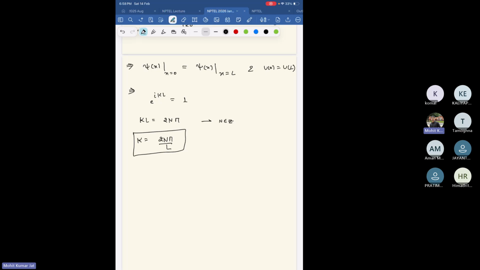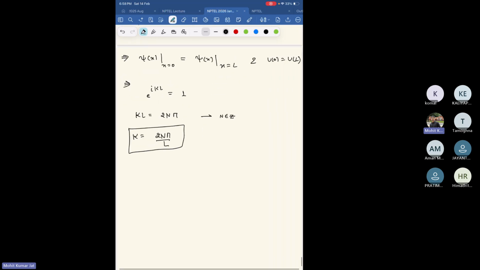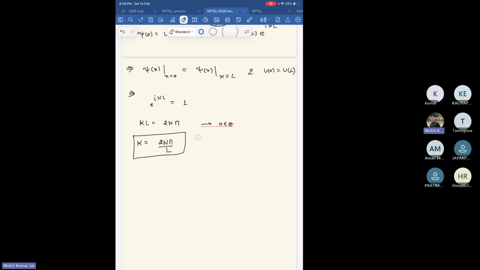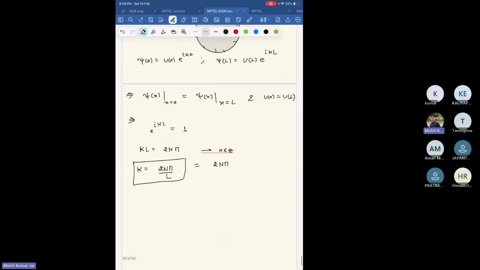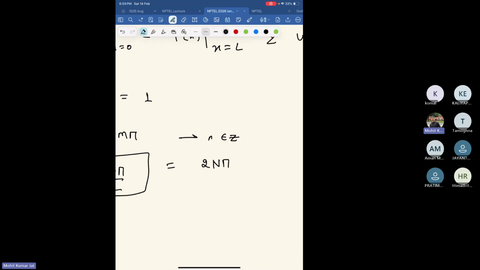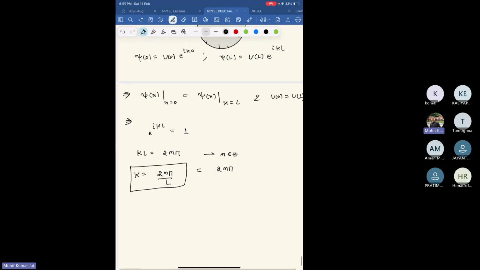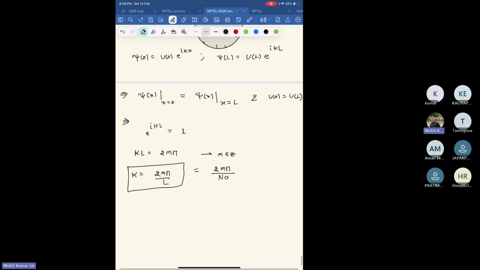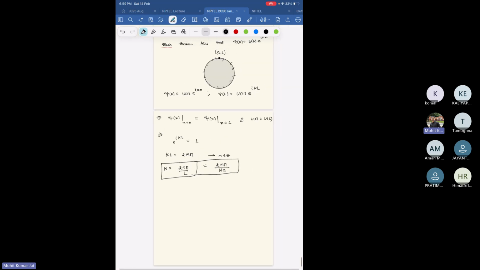So now we know there will be 2n pi by L discrete values, and you can write it as L is basically Na. Here I used capital N, so I should use m here, otherwise there's a mismatch in the symbol. So 2m pi by Na, where m belongs to integers.